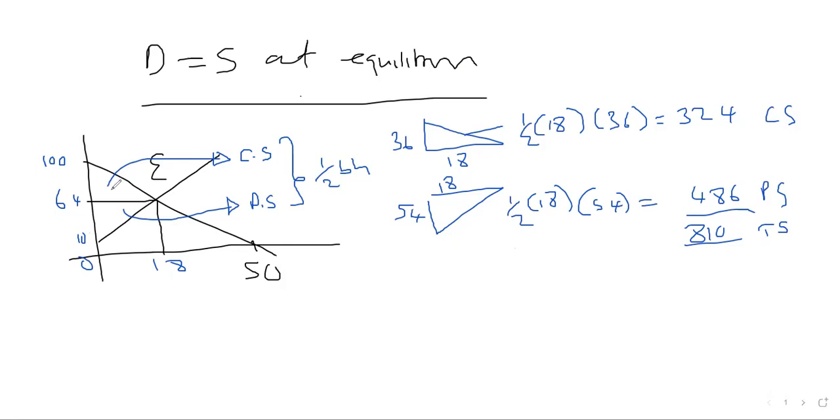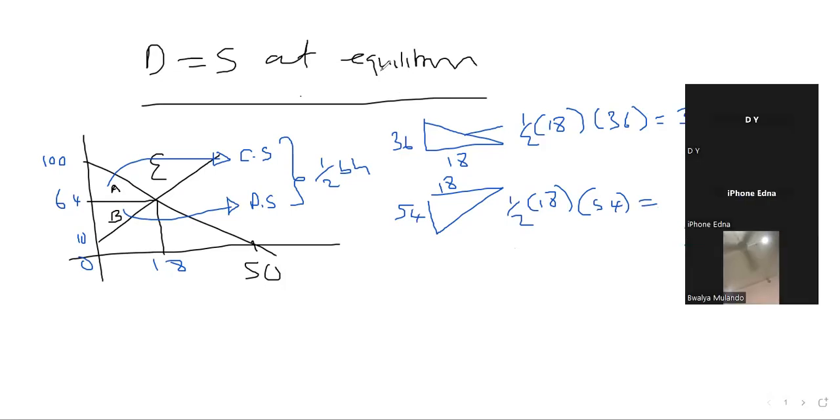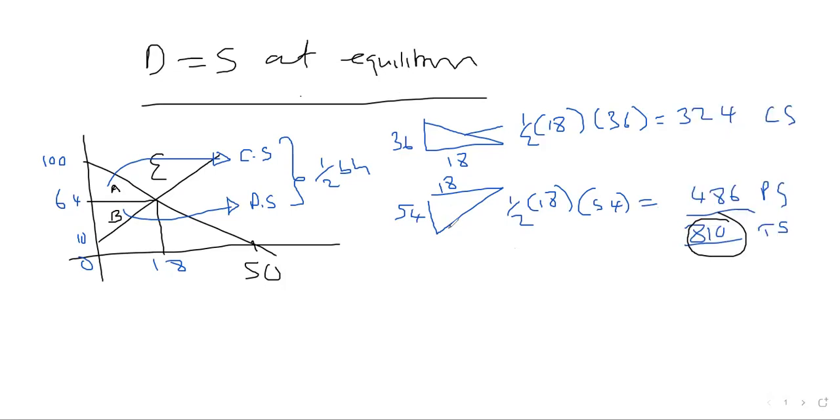So to find the consumer surplus for area A, we use half BH. To find the producer surplus for area B, half BH. The total surplus is what we call our social welfare. So this is how this was supposed to be handled.